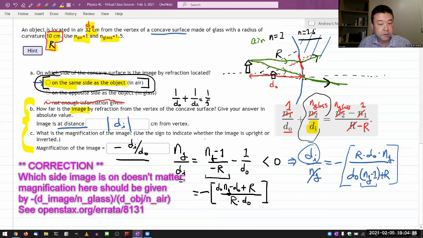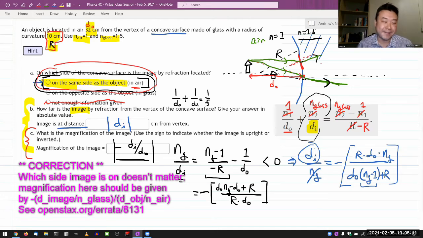It says use the sign to indicate whether the image is upright or inverted. Because my di is negative, the entire thing is a positive quantity, and that indicates the image is upright. They could only ask you this question because you have a virtual image on the same side as the object, in air. If it was the other case, that would be a surprisingly difficult question that we shouldn't be asking in this class. I think that resolves that issue.